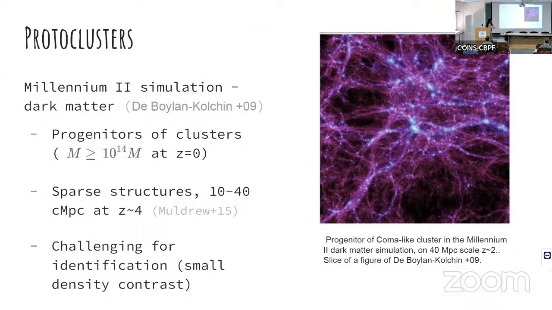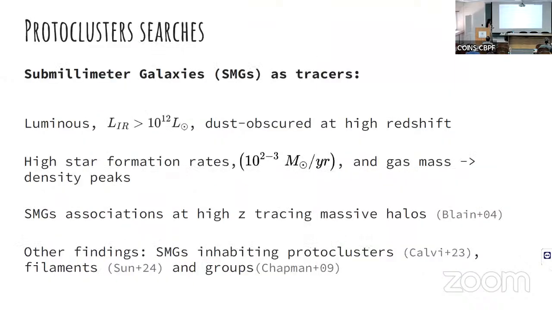And they are challenging for identification because they don't show the cluster features like a red sequence of galaxies or the hot intracluster gas. So it's kind of difficult to find them by eye, because they are very spread structures. We also find a small density contrast when we compare this to the field. And so to overcome these difficulties, we can use biased tracers.